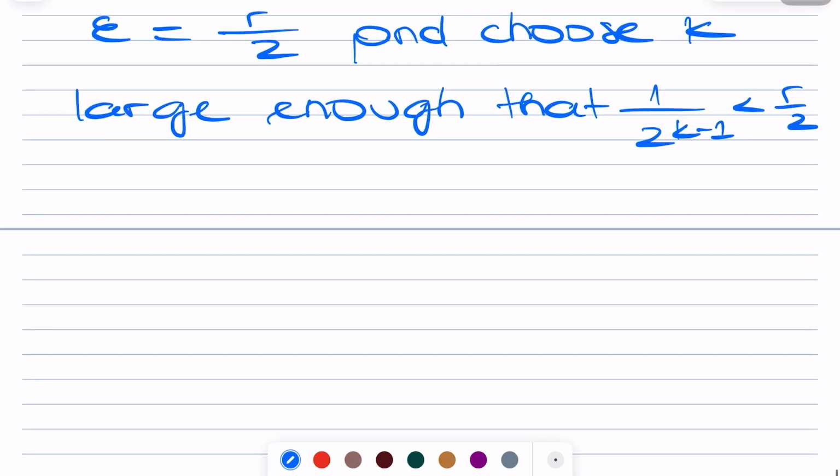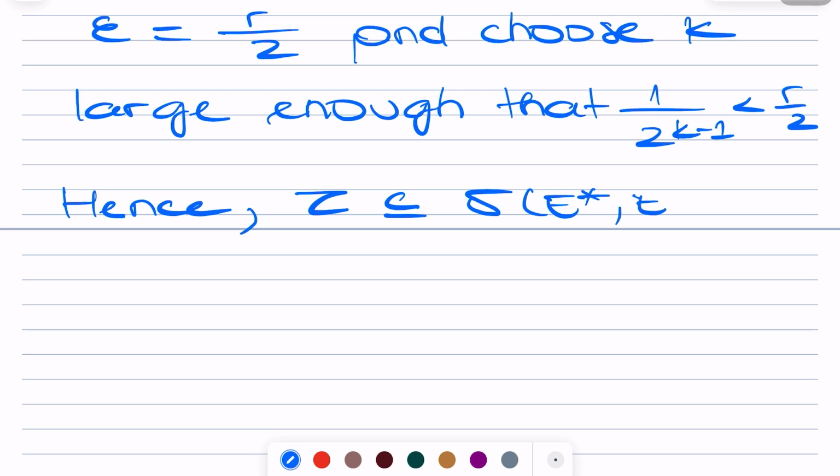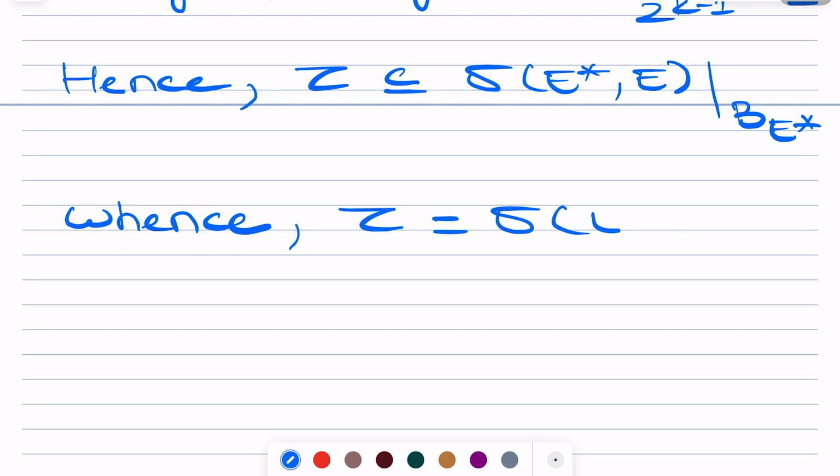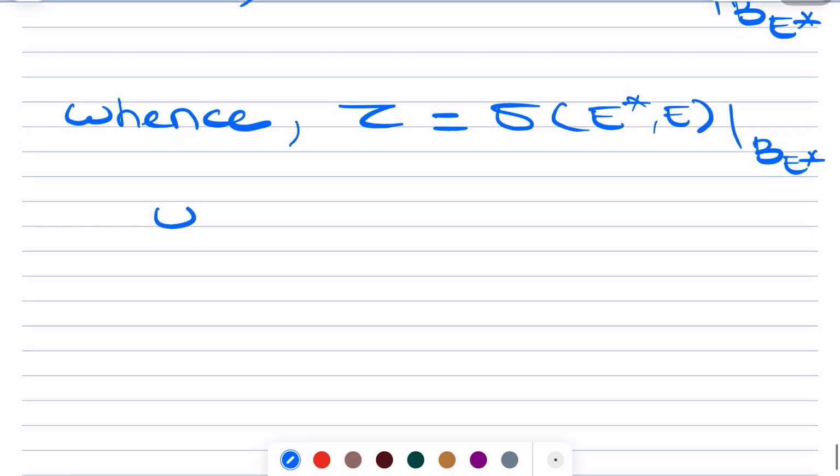So hence the topology induced by the metric Z is actually contained in the weak star topology restricted to the closed unit ball in E star. So hence both topologies coincide. And this is what we had to show. Okay, good.